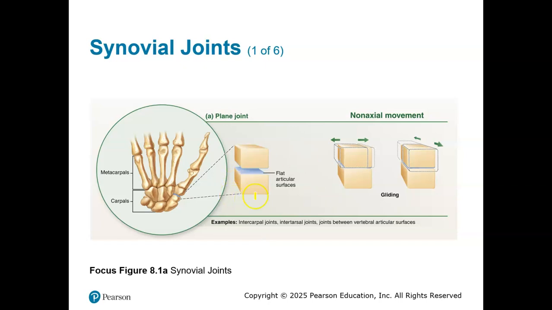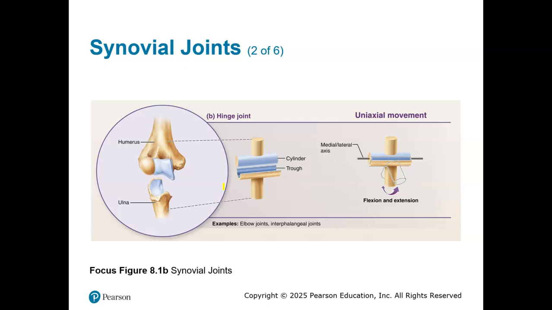Just for the sake of giving you some examples, the carpals, the wrist bones, move a little bit when you move your hand and your wrist, and that is a plane joint because they're basically two flat surfaces sliding past each other. It's a gliding movement. Then the humerus and the ulna form the elbow joint, and also the joints of your fingers called interphalangeal joints. Those are hinge joints, as well as your knee.